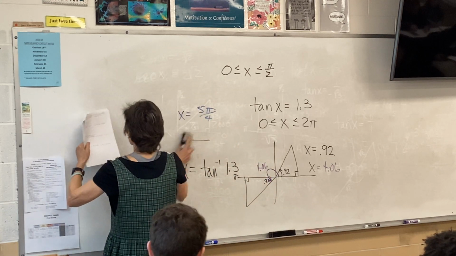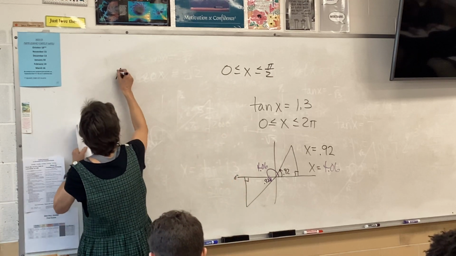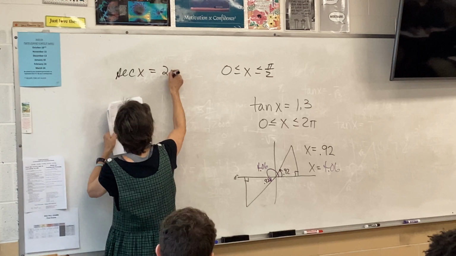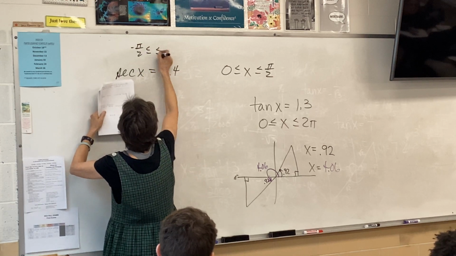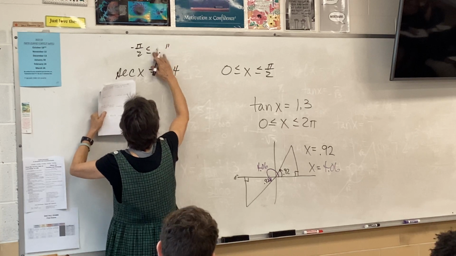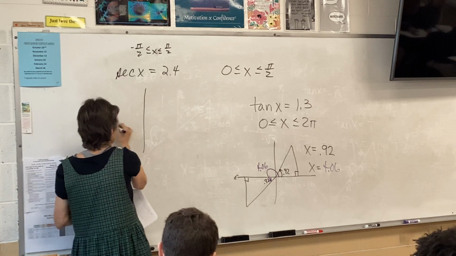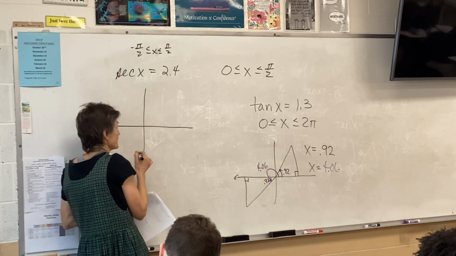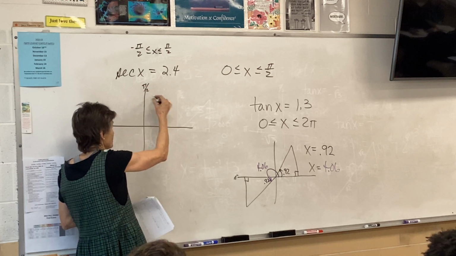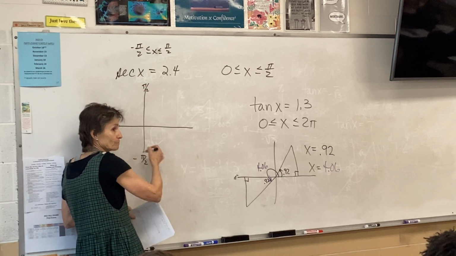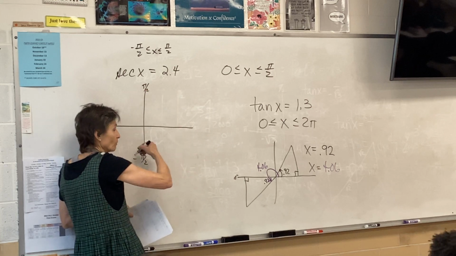Secant is 2.4. And between negative pi over 2 and pi over 2. All right, so first of all, I'm going to get a visual between negative pi over 2 and positive pi over 2. So would you say I'm over here? This is like negative 90 and positive 90. So I'm over here in this area.